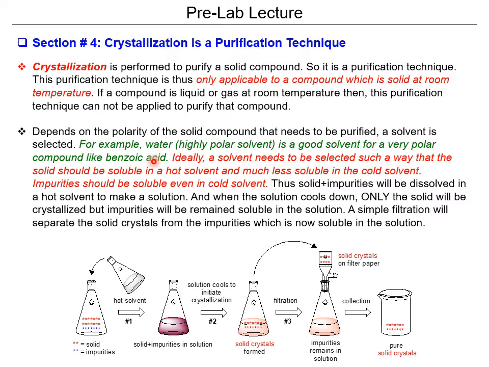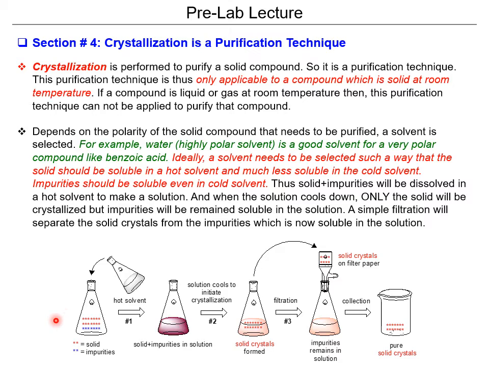When you do this, you heat up the solution, everything dissolves. Once you cool it down, the first thing that drops out of solution is your desired compound, which would be in this case the benzoic acid here. And all the impurities should ideally remain in solution.